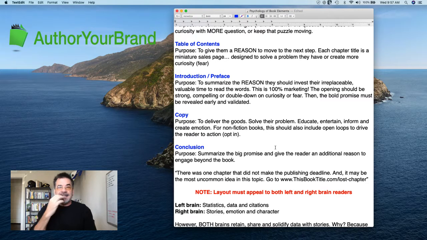Then, of course, the copy. The copy is the entire book. We go through the stories, the data points, the examples, the bullet points, all that stuff. Entertain, educate, inform, and most importantly, create emotion along the way so that it pulls them through. We'll talk about the actual open loop cliffhanger stuff at the very bottom of this little sheet that I made up.